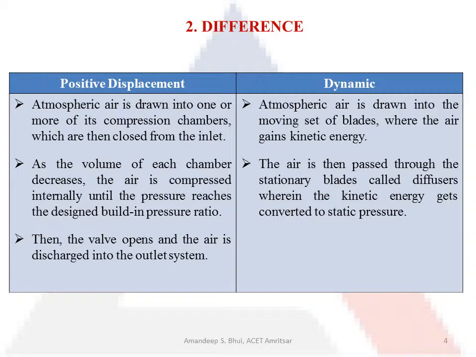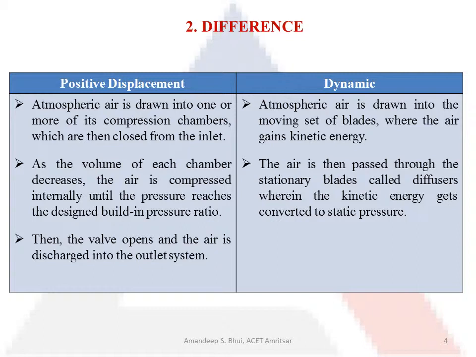Now, in the positive displacement compressors, the atmospheric air is drawn into one or more of its compression chambers, which are then closed from the inlet. As the volume of each chamber decreases, the air is compressed internally until the pressure reaches the desired pressure ratio. Then the valve opens and the air is discharged into the outlet system.